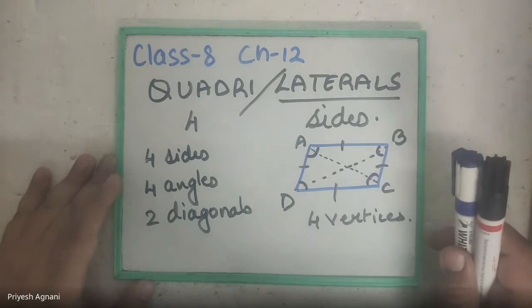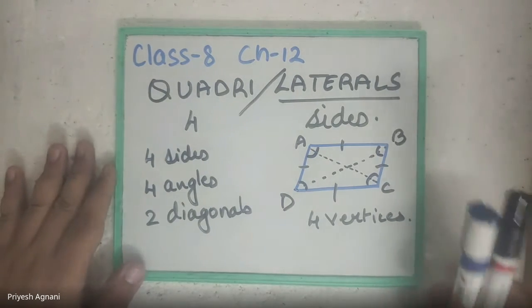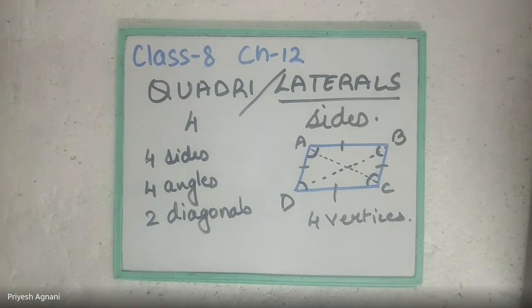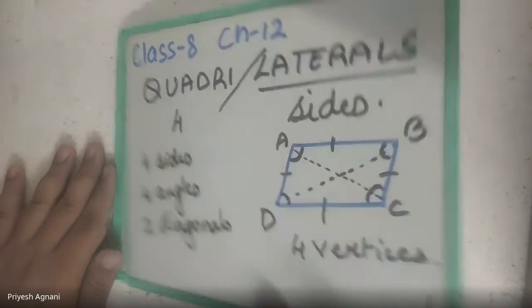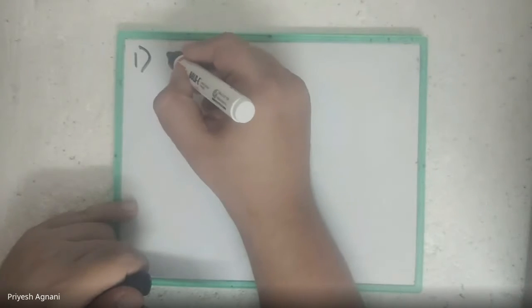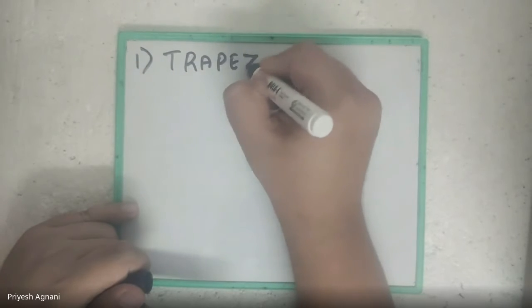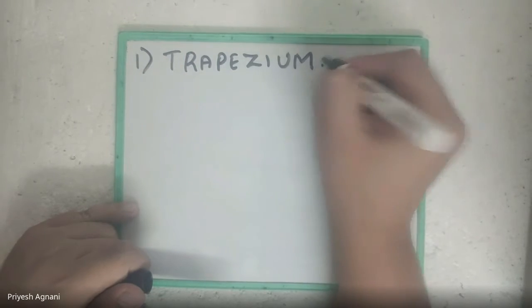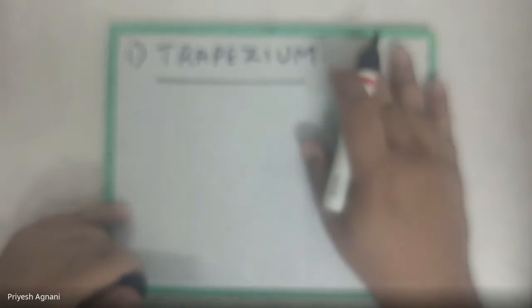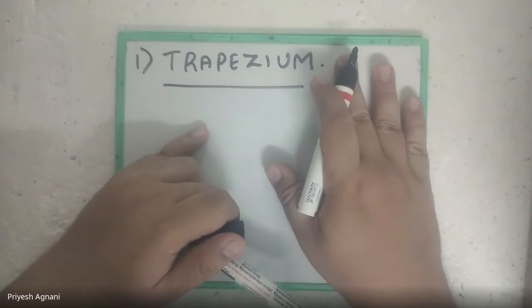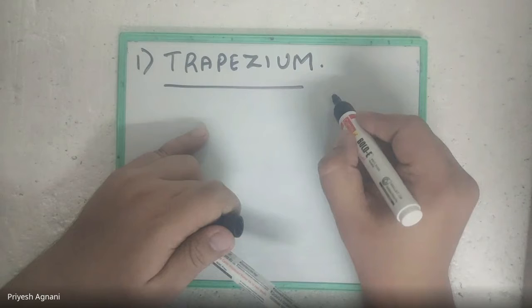Now there are various kinds of quadrilateral. Let us study the various kinds of quadrilateral which are given in your syllabus. The first one is trapezium. Put the heading of trapezium. Number one is trapezium. Trapezium is somewhat like this.